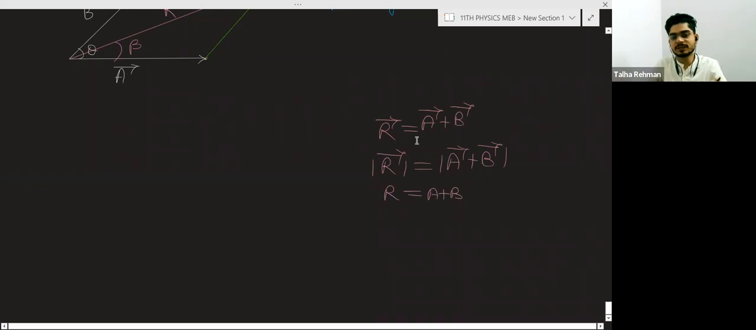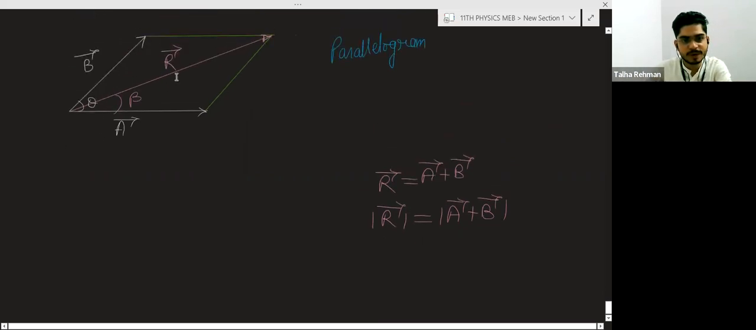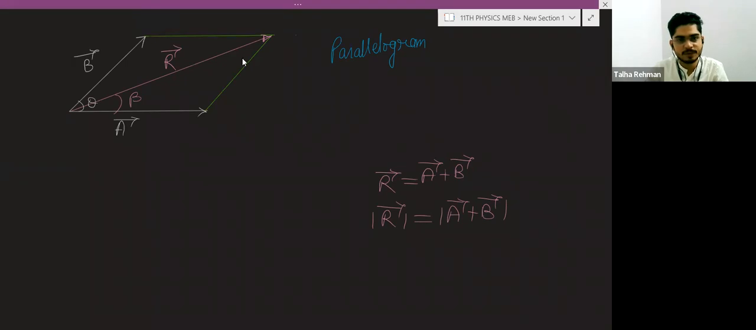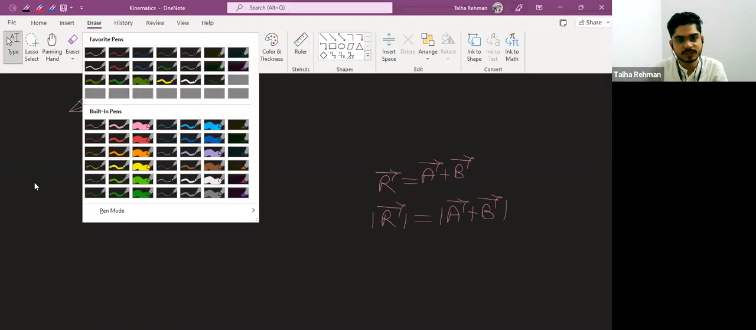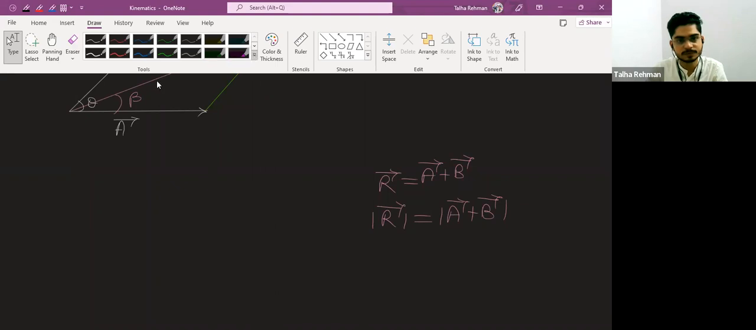But how we will find this R? We cannot write this. Okay, so we can only write this magnitude of R vector is equal to magnitude of A vector plus B vector. So now we have to find this R vector. What is R vector? R vector is the summation of A vector and B vector. Okay. So I am doing again a geometrical construction in this figure, in this parallelogram.